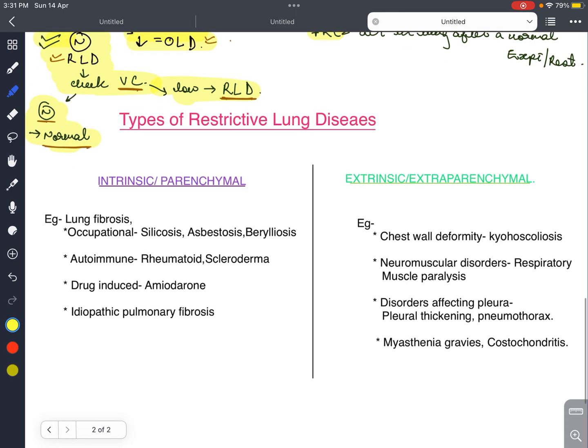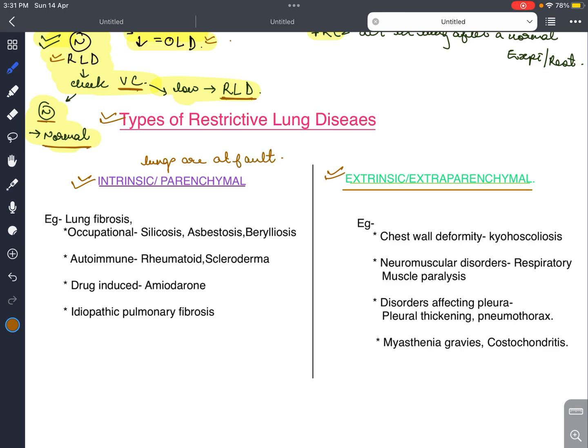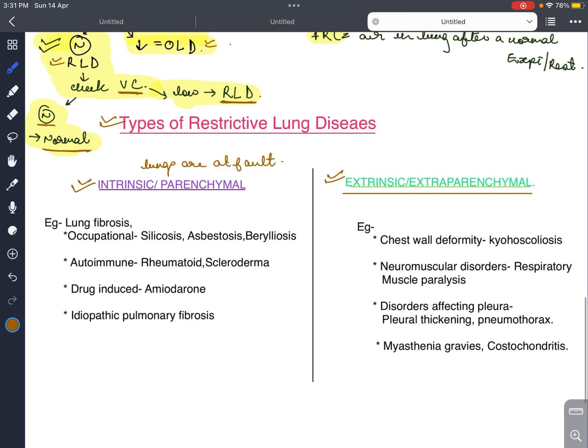So let us continue with the topic. Again, we'll be talking about types of restrictive lung diseases. Here we have intrinsic or parenchymal, and extrinsic or extraparenchymal. Now in these intrinsic lung diseases, the lungs are at fault. But on the other hand, in extrinsic lung disease, it is not the lungs' fault.